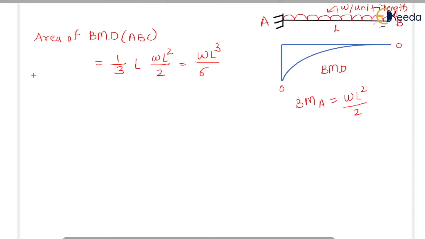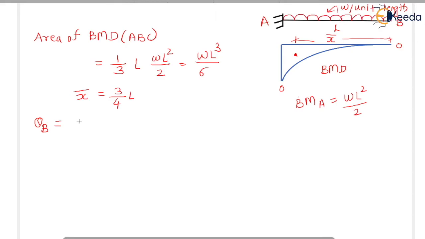And the distance of the center of gravity of the bending moment diagram from B. So this is the area, and we need the CG distance from point B. This is our X bar. For such a parabola, X bar is nothing but 3 by 4 of L. So now we have the area of the bending moment diagram and X bar, and it is very easy to calculate the slope and deflection.